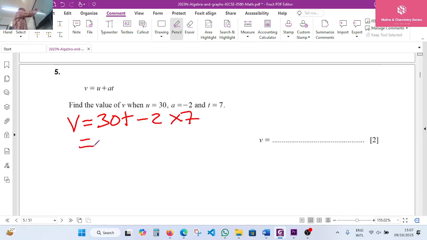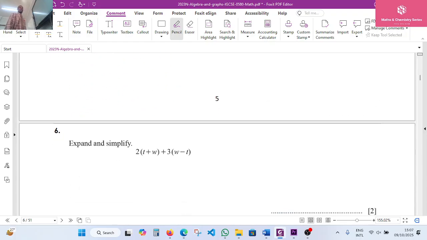So when we simplify that, 30, negative 2 times 7 gives us negative 14. And when we have positive and negative, it simplifies to a negative. So that's negative 14. And 30 minus 14 simplifies to 16.